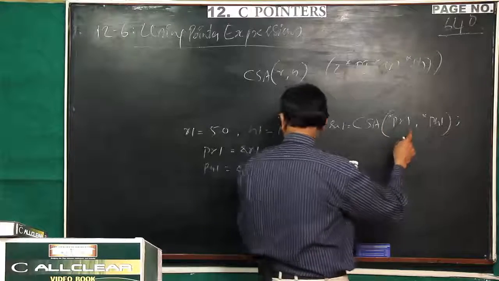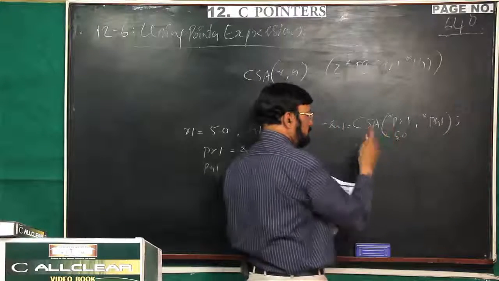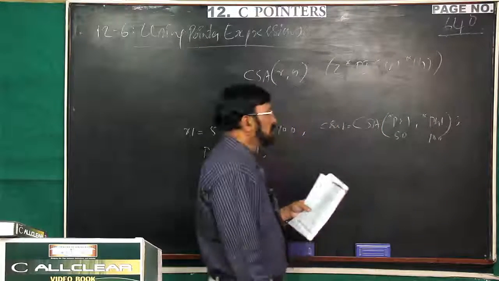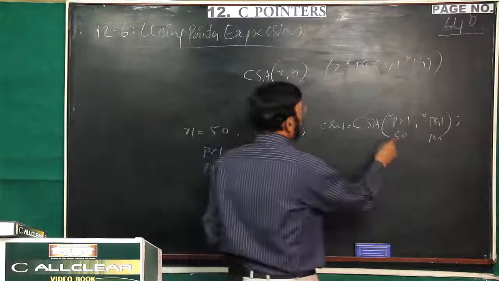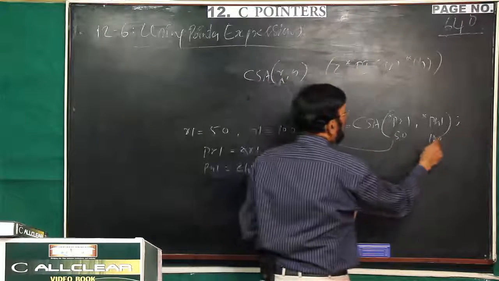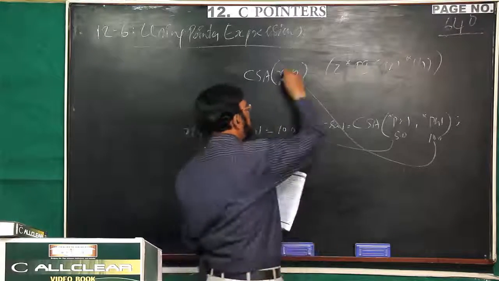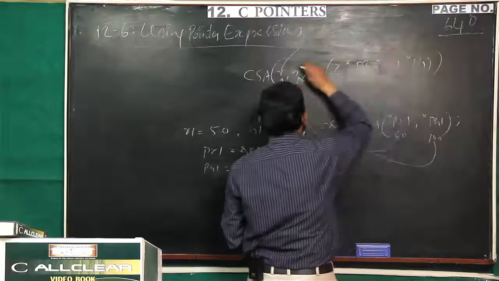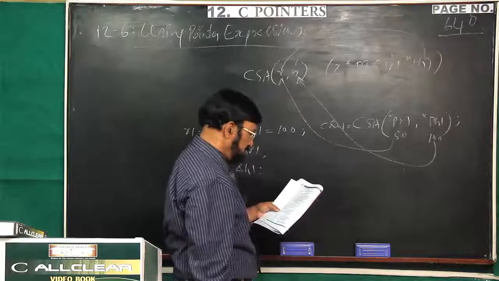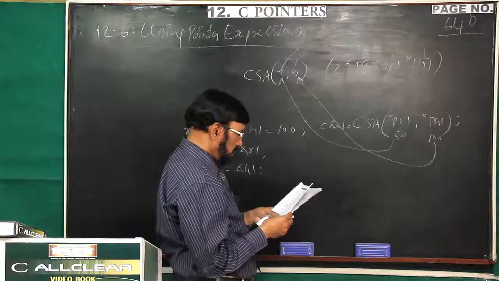PR1's value, you know, is nothing but R1. PH1 is nothing but 10.0. Now 5.0 is copied into R and 10.0 is copied into H. Thereafter, they are assigned here and it is evaluated.